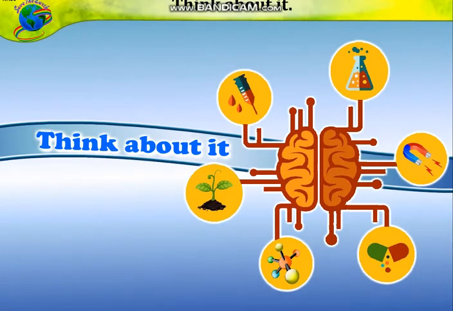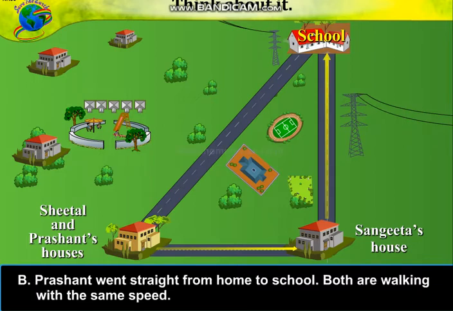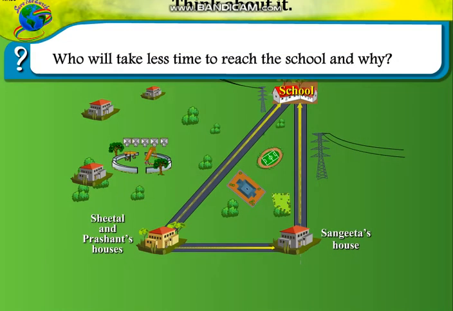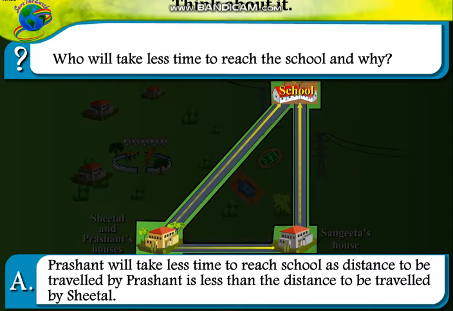Think about it. A. Sheetal first went to her friend Sangeeta's house on her way to school. B. Prashant went straight from home to school. Both are walking with the same speed. Who will take less time to reach the school and why? Prashant will take less time to reach school as the distance to be travelled by Prashant is less than the distance to be travelled by Sheetal.